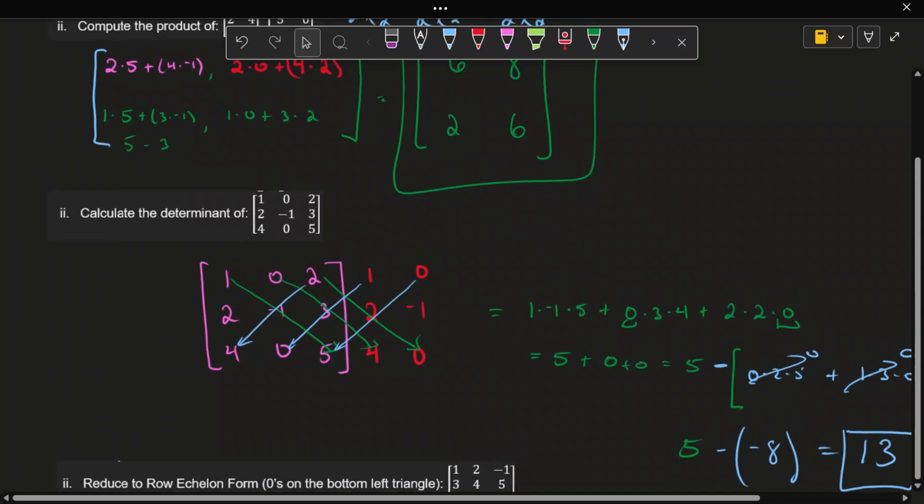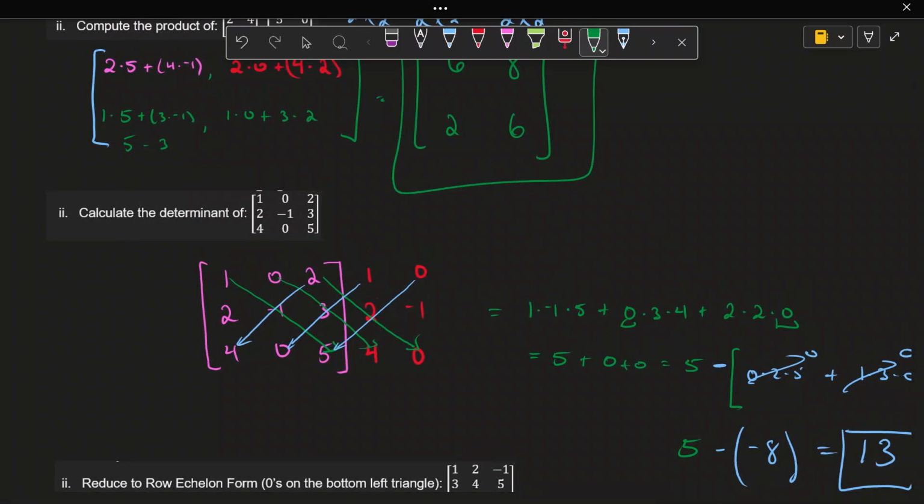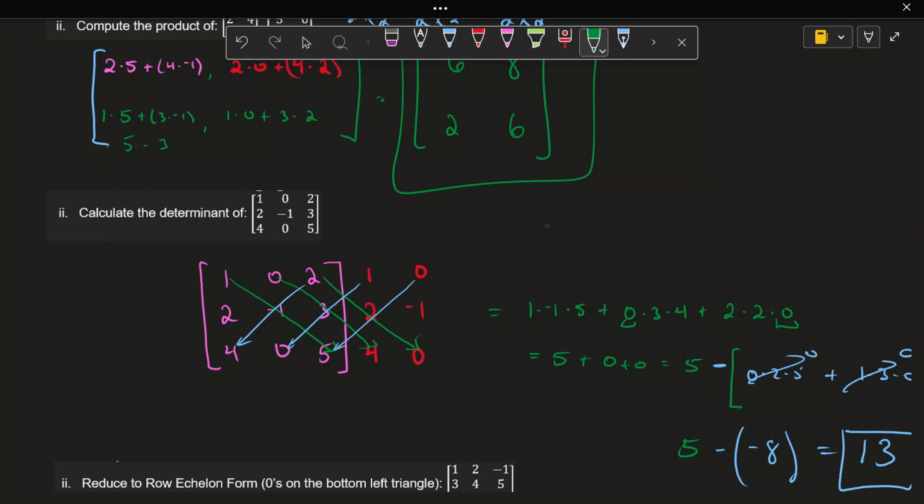Another way you can do this is the dot product, the cross product method, where you cover the first row and you go 0 times, or no, sorry, not 0, 1 times -1 times 5.